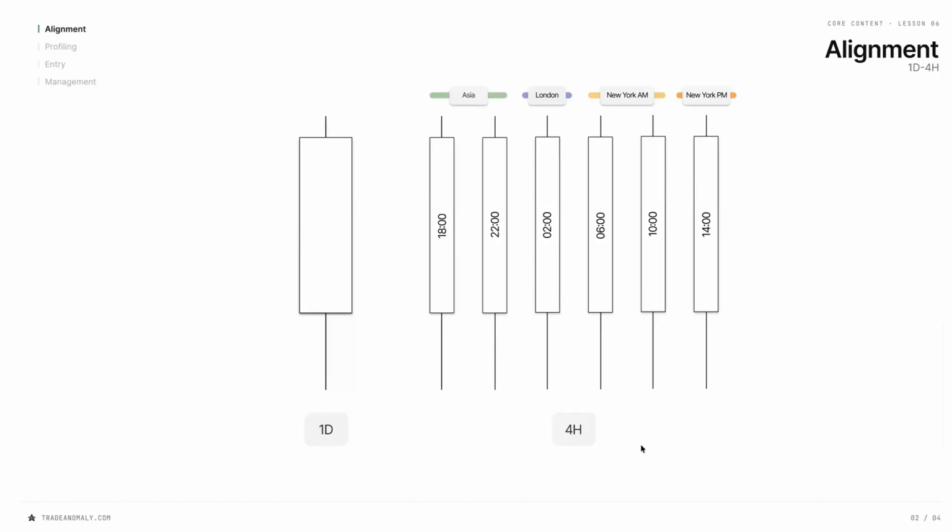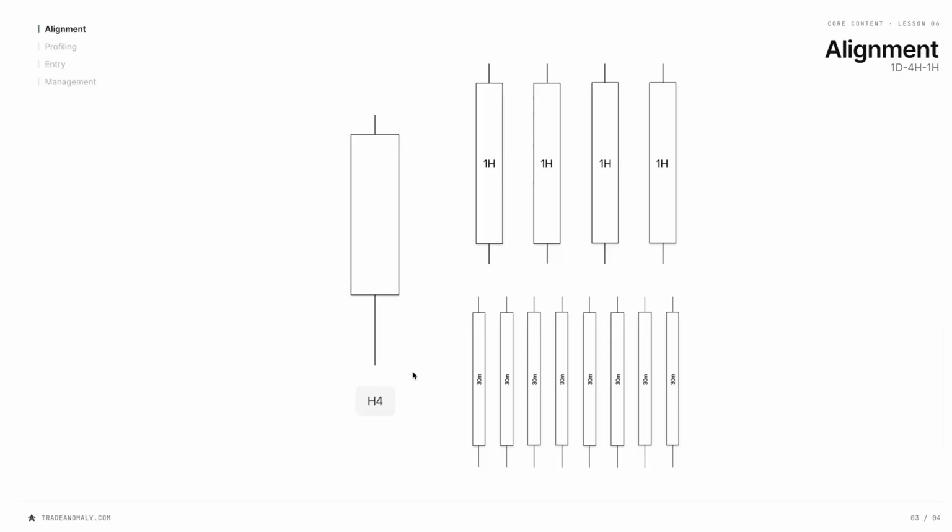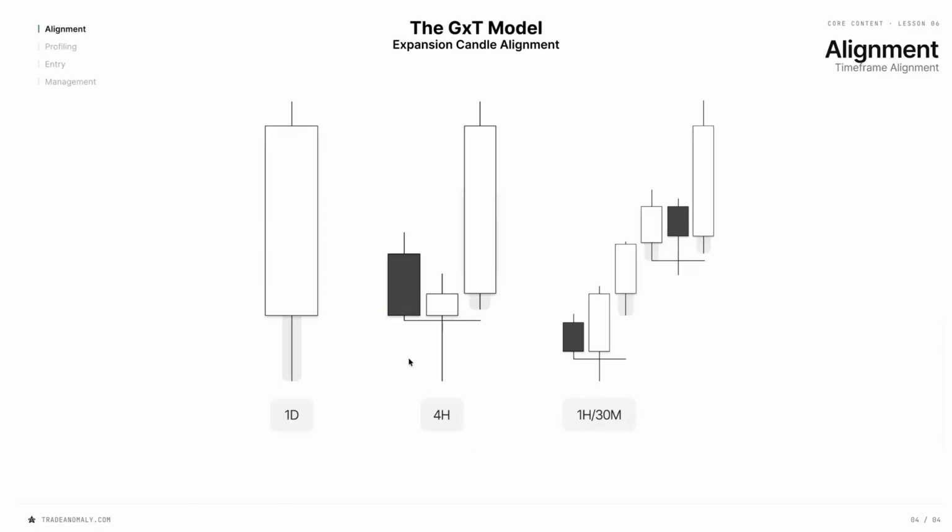So within the daily candle, you have 6 4-hour candles. So essentially, within your time window, you're going to try to align a specific 4-hour candle with the daily candle. And within that 4-hour candle/session, you're going to time it by aligning a hourly or 30-minute expansion candle within that 4-hour candle. So this is what that will look like.